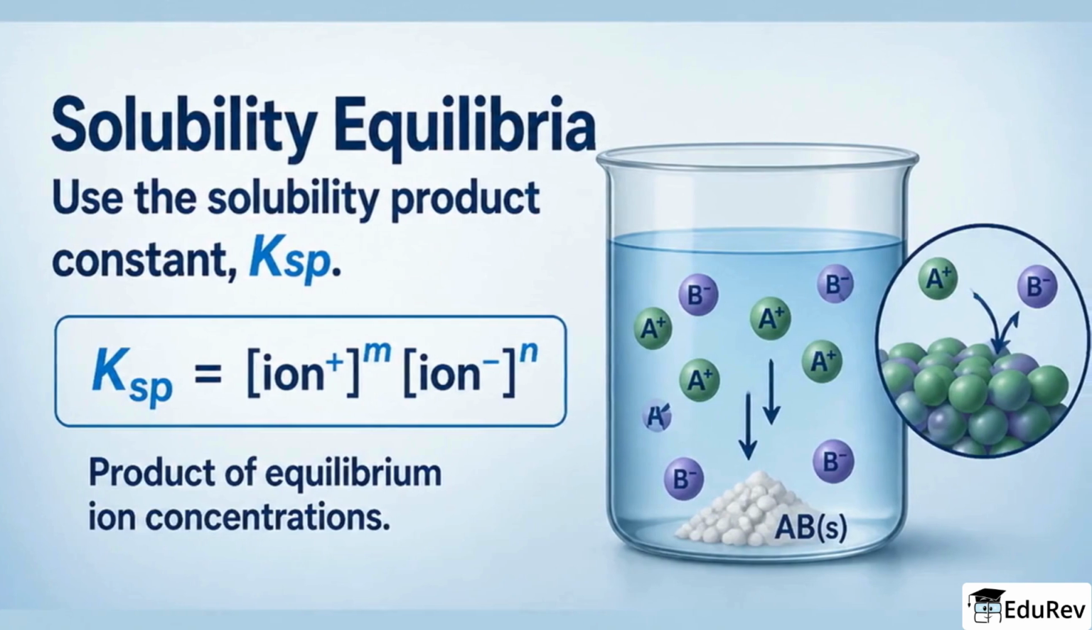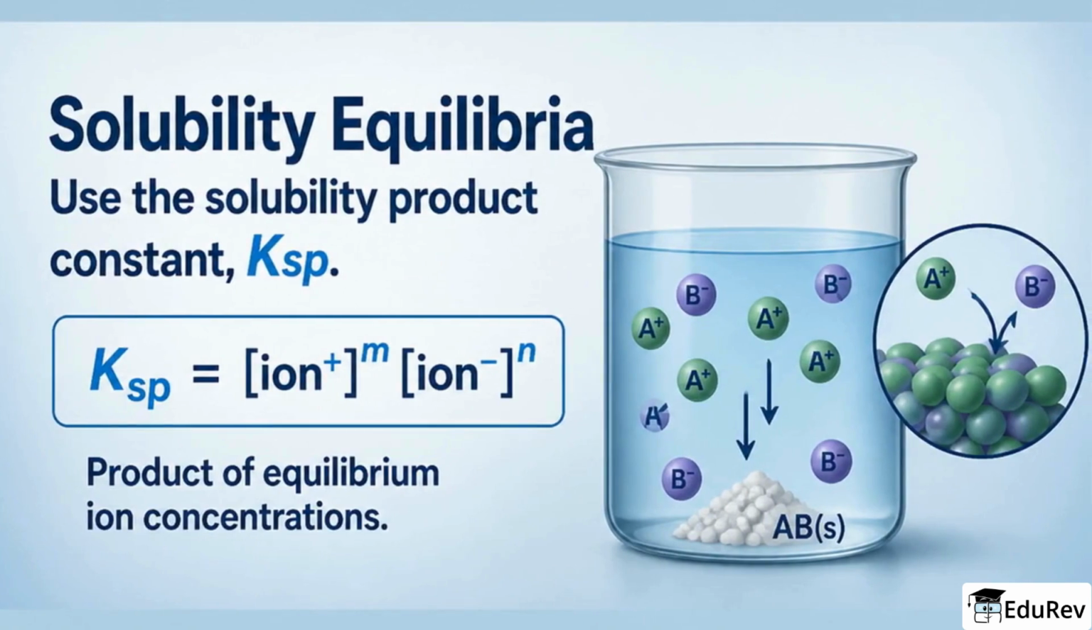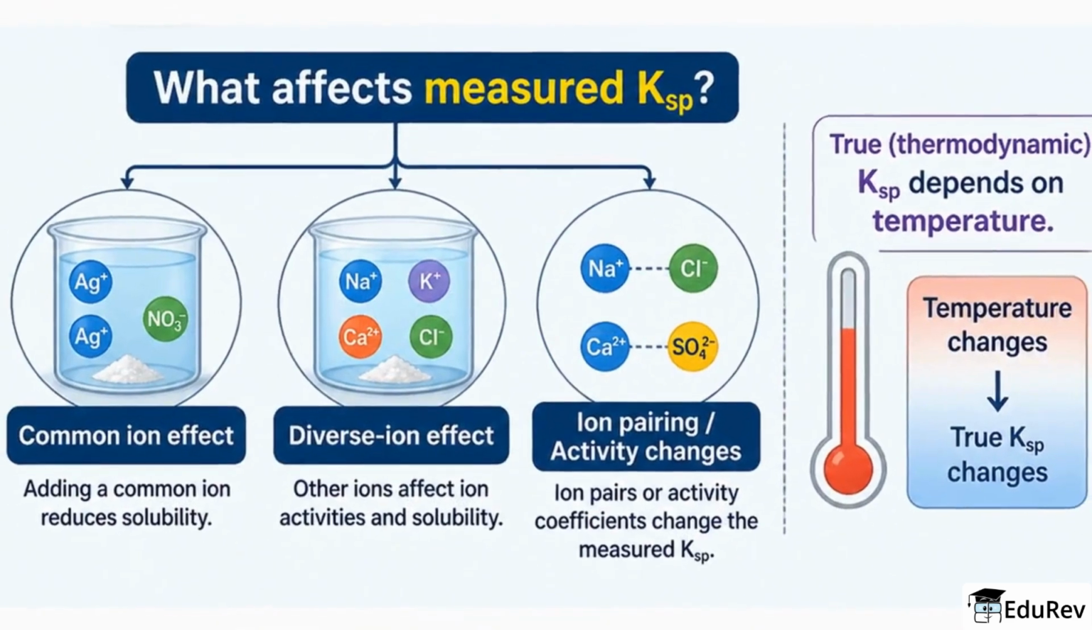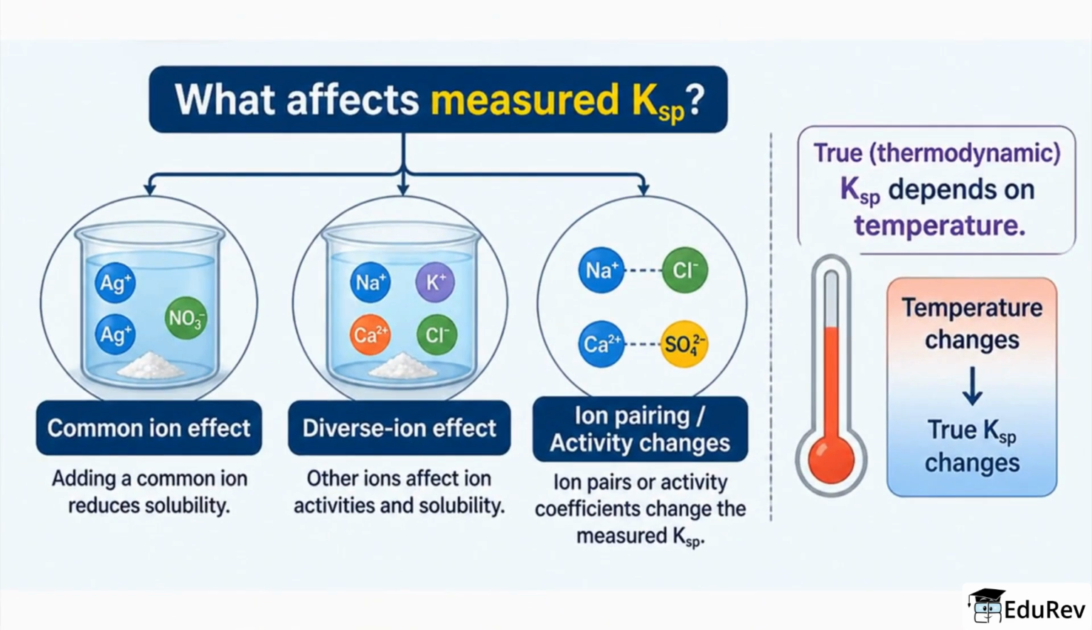Solubility equilibria use the solubility product constant, KSP, which equals the product of the equilibrium concentrations of the ions for a sparingly soluble salt at a given temperature. For example, for barium sulfate, KSP equals the concentration of barium 2 plus times the concentration of sulfate 2 minus. Factors that affect measured KSP include the common ion effect, the diverse ion effect, and formation of ion pairs or changes in activity coefficients, while true thermodynamic KSP depends on temperature.